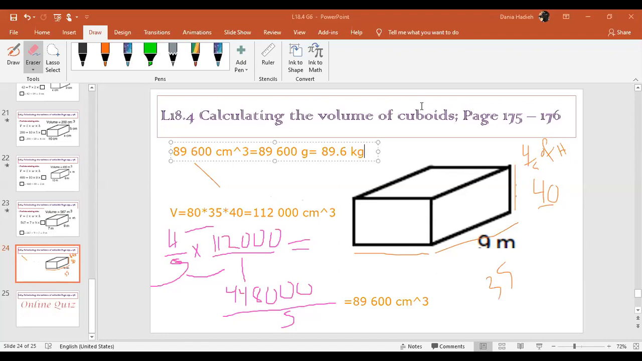Yes, Yanur, what's your question? Teacher, is this the practice book? No, this is the course book. Okay, thank you. The practice book, you can do it in the same way, but I'm not going to solve it now, because we're done with all of these questions.